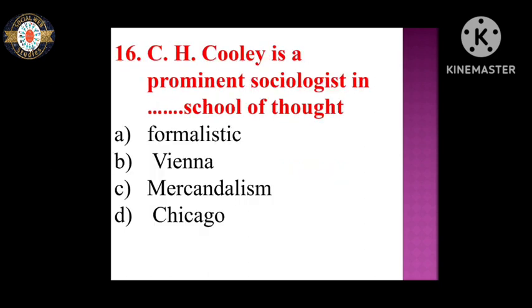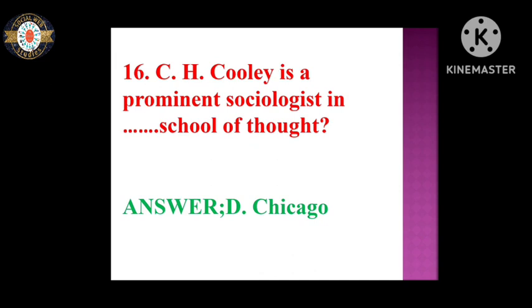Another question is, C.H. Cooley is a prominent sociologist in which school of thought? Option A, formalistic. Option B, Vienna. Option C, mercantilism. Option D, Chicago. Answer is option D, Chicago School.